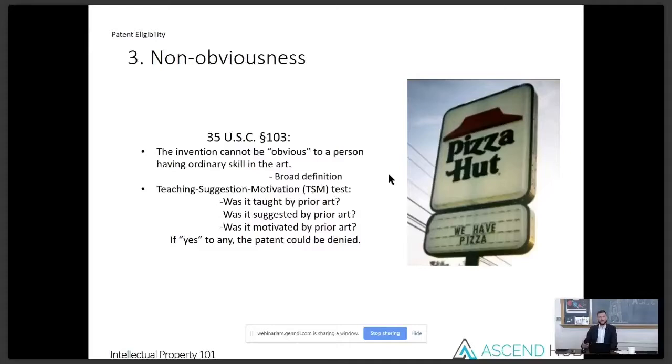And one of my favorite tests to use, although it's not the only test, is the teaching suggestion motivation test. Was it taught by prior art? Was it suggested by prior art? Or was it motivated by prior art? Or any combination of prior arts together? If you answer yes to any of these, the patent could be denied by the examiner. So again, this is a broader definition than what we see here in the picture. We think Pizza Hut, we know they have pizza. So the sign seems obvious, but the US Patent and Trademark Office has a much broader definition.